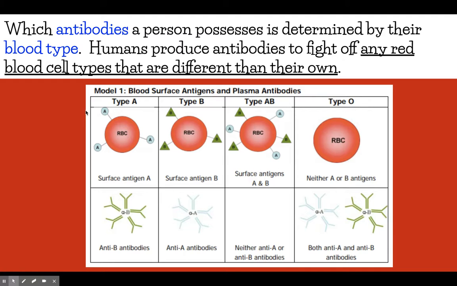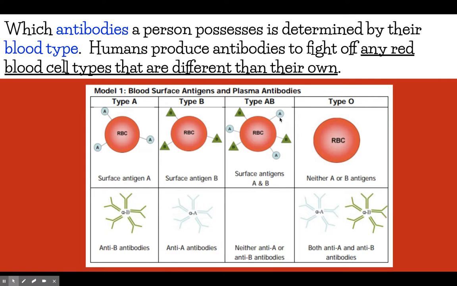Now, let's talk about who has what antibodies. If you're a person with type A red blood cells, you are going to make anti-B antibodies. You make antibodies against whatever antigens you do not have. Again, you make antibodies against whatever name tag you do not have. So if I'm A, I make anti-B. If I'm type B red blood cell, I make anti-A.